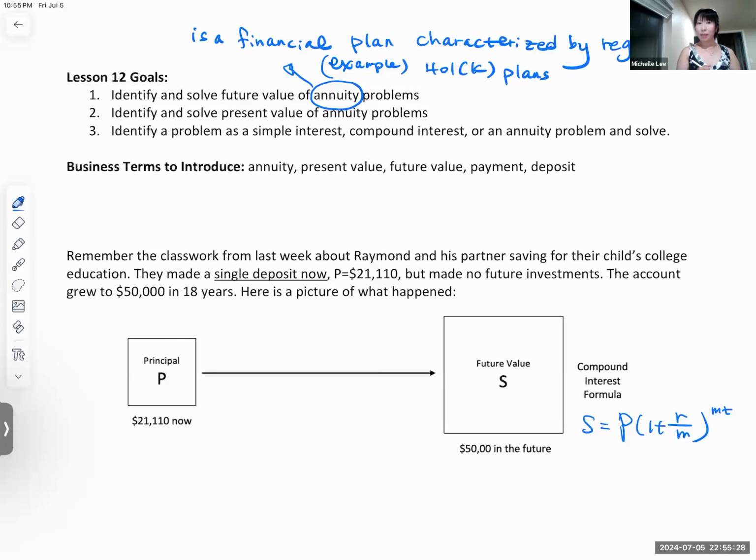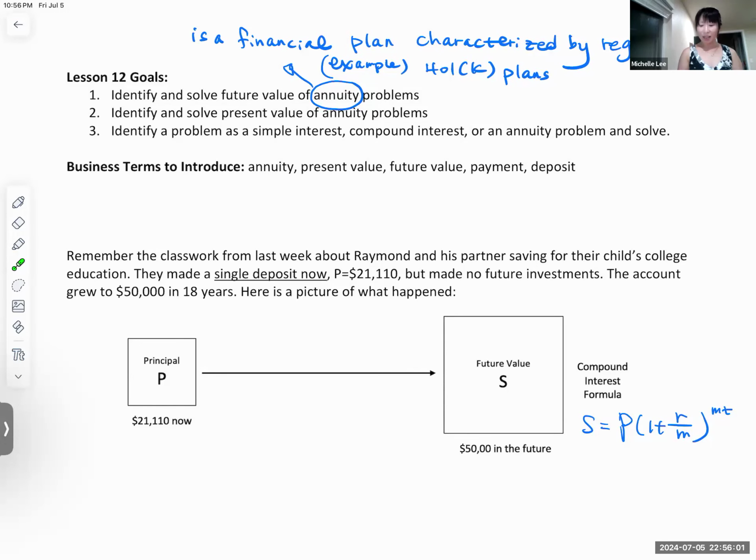Hello, this is lesson 12. The goal is to identify and solve future value of annuity problems. So what is an annuity? It's a financial plan characterized by regular payments. For example, we have 401k plans. So we often hear that, right?